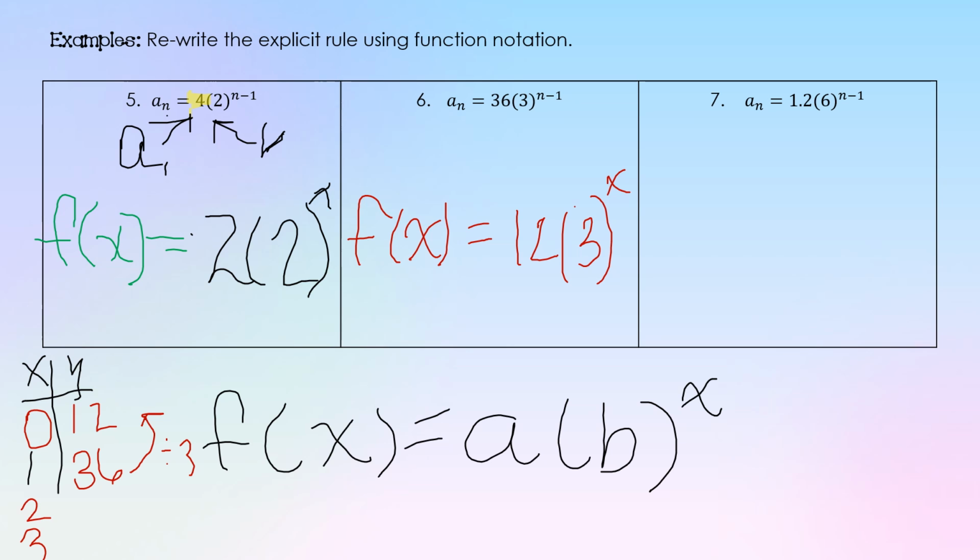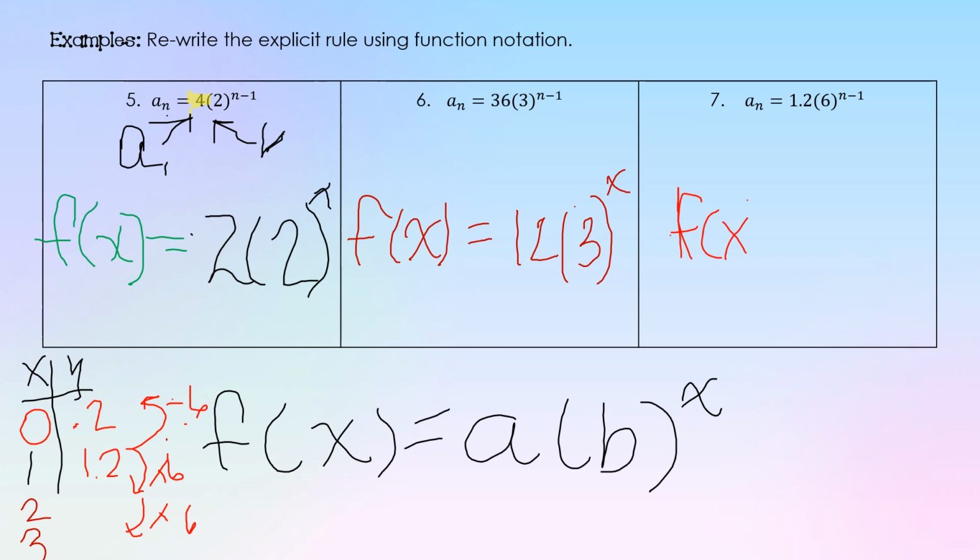All right, let's do it one more time. So this time, what do we know? We know that the first term is 1.2, and we know our common ratio is 6. So we know we're multiplying by 6. So to work backwards and find the initial value, we're going to divide by 6. And 1.2 divided by 6 is 0.2. So our function f of x equals 0.2, and then the base is the same thing as the common ratio, so it's times 6 to the x.